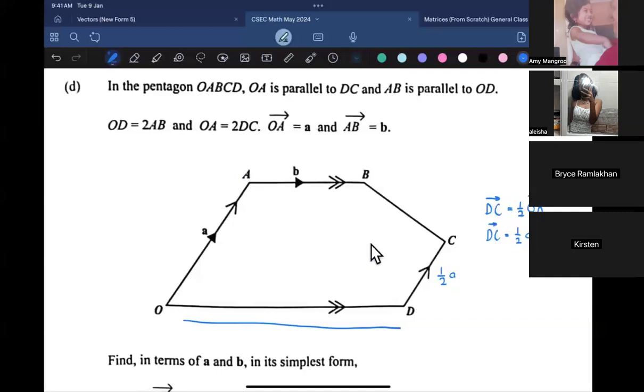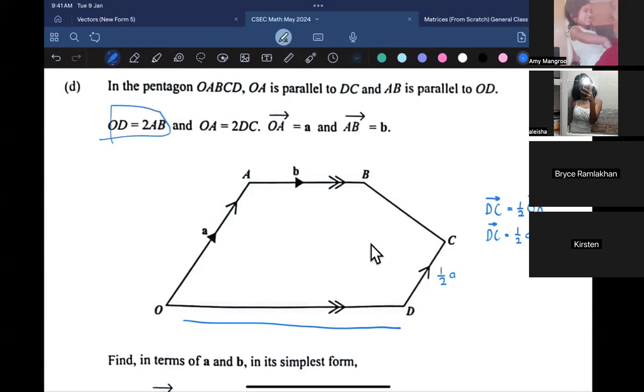So Bryce, what are they saying about O to A? O to A is 2DC. Okay. Sorry about that. This one over here, O to D. What is O to D?